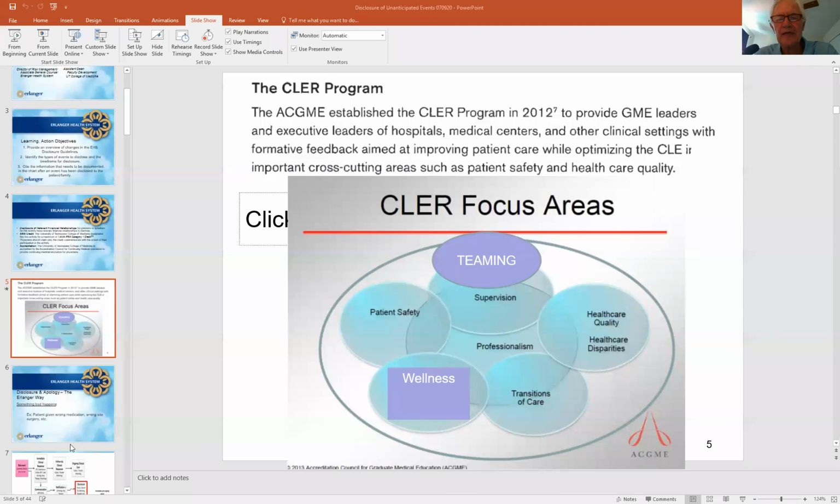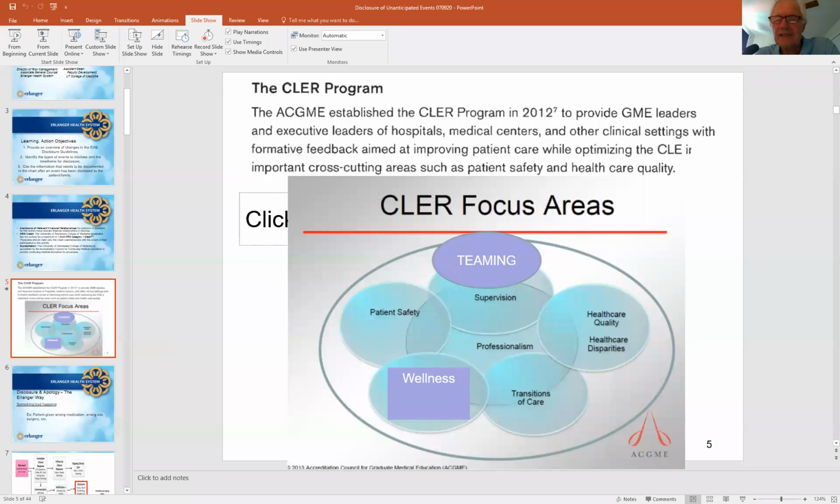And they come in and see how we're teaching, and what are the residents' experiences around patient safety and healthcare quality. There are 7 focus areas for the healthcare quality. I've already mentioned patient safety, and that's where disclosure fits. There's also an area around healthcare quality and healthcare disparities, and you'll be hearing more about that in the future.